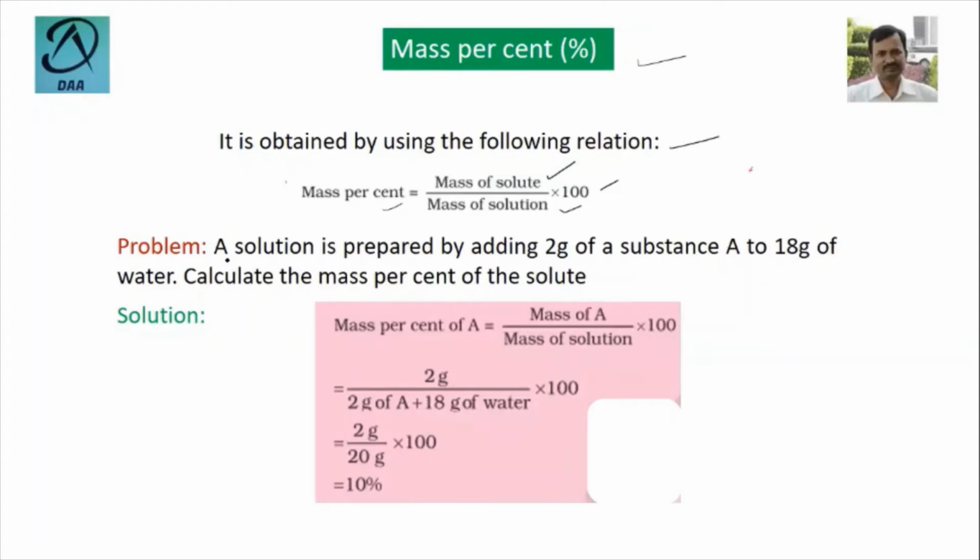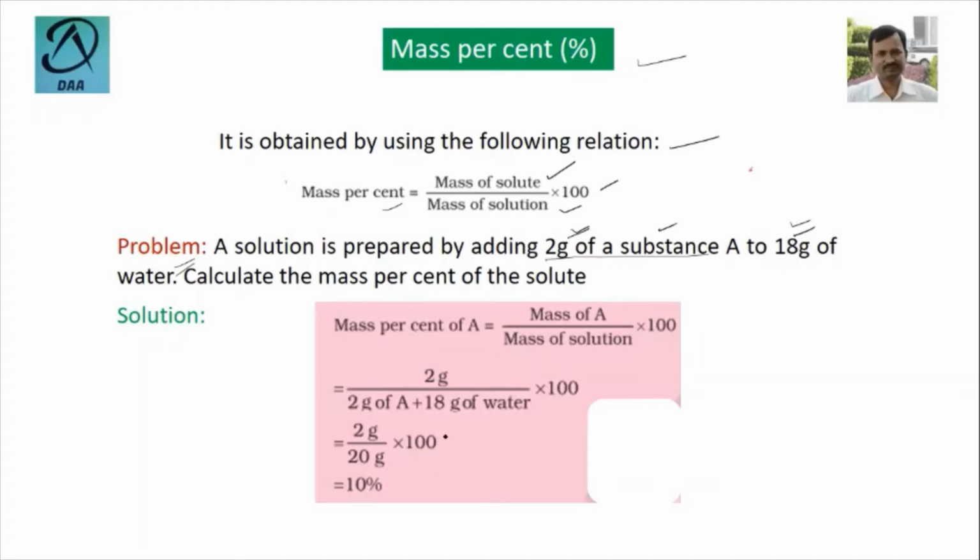Problem. We can work out a problem. A solution is prepared by adding 2 grams of a substance, this substance is the solute, in 18 grams of water. That means the solution weight will be 18 plus 2. Because here the solute is this substance A and water is the solvent. So to calculate the mass of the solution, you have to sum the solute's amount and the solvent's amount, 18. You have to add both.